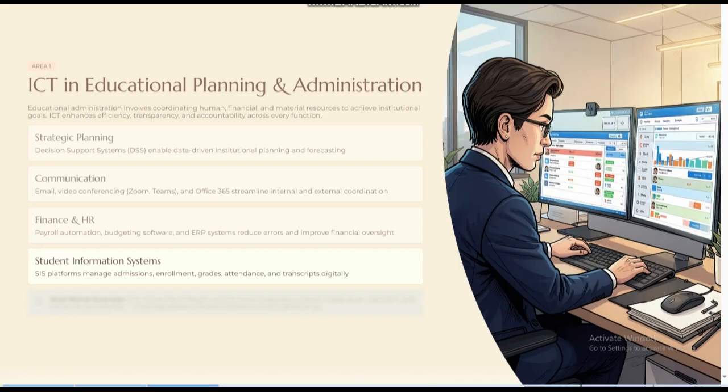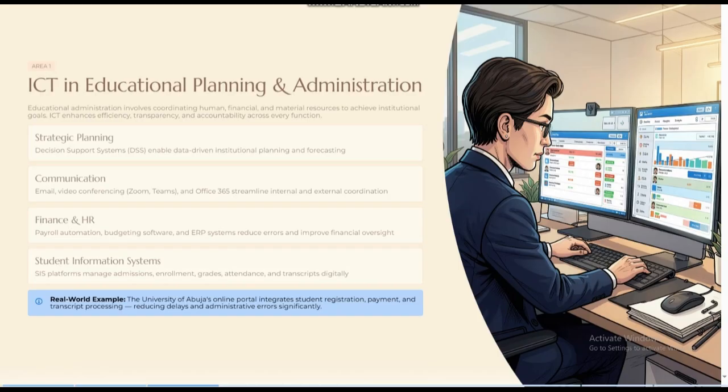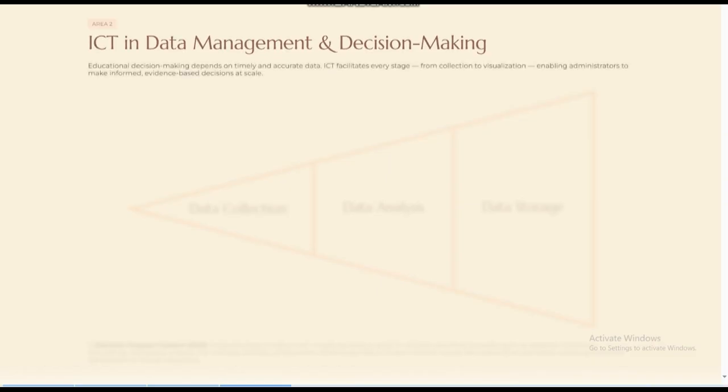Today, many things can be done through this system online without coming face to face. Let's take one example. There was a time when, to get a transcript, students had to come physically. But the University of Abuja's online portal integrates students' registration, payment, and transcript processing, thereby reducing delays and administrative errors significantly.